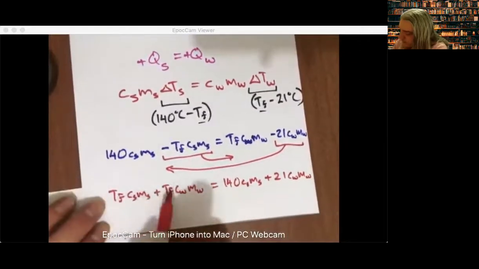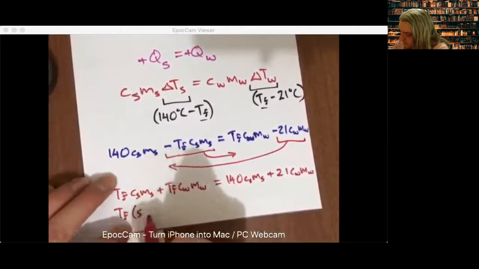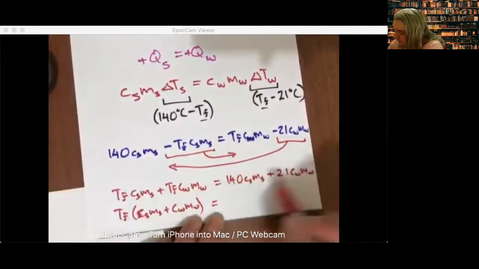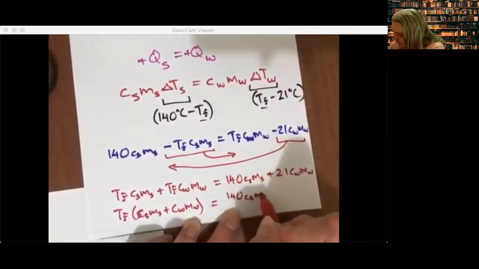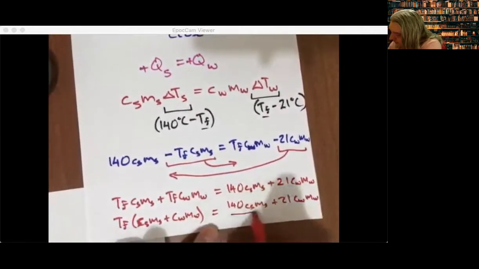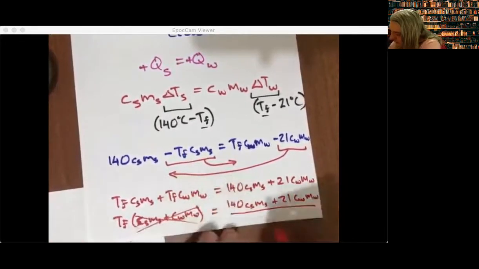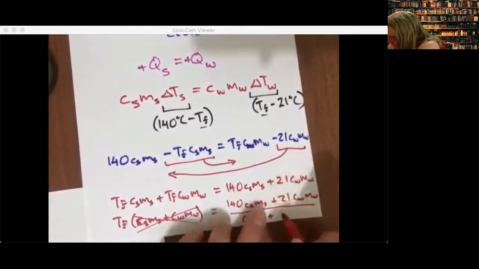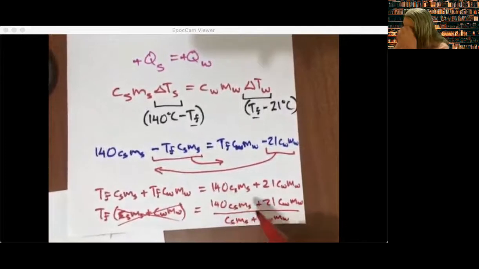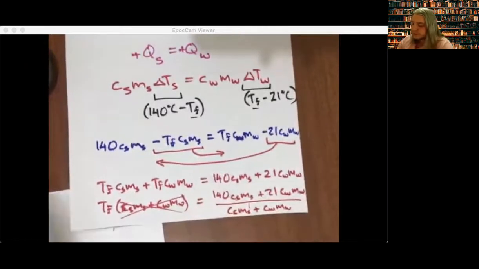So we can see that we can factor out this T_F. We get T_F times (C_S M_S plus C_W M_W) is equal to that whole thing, 140 C_S M_S plus 21 C_W M_W. We don't have to change that at the moment. And then we can divide both sides by this bracket, right? So that bracket will cancel out on that side, and we'll end up with C_S M_S plus C_W M_W on that side. And now we know everything here. We've got both of the specific heat capacities twice and both of the masses twice, and that will give us our solution. So at this point, you just plug in all your numbers and get your resulting temperature.